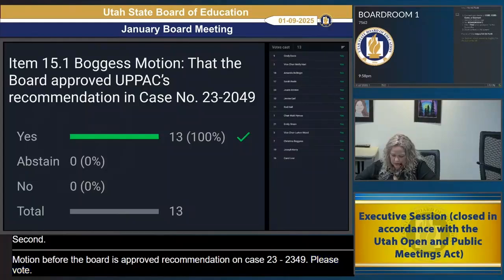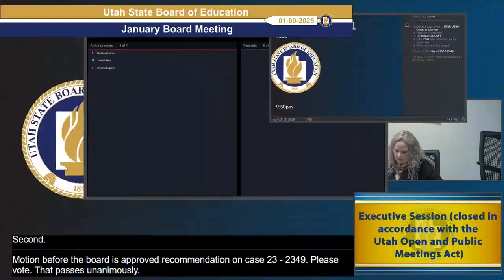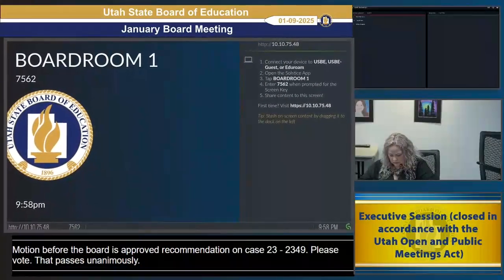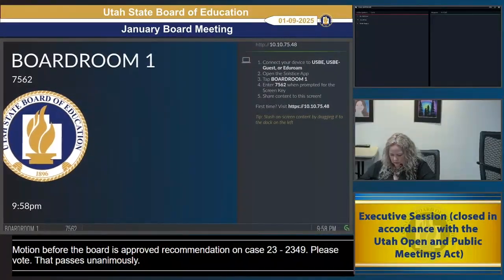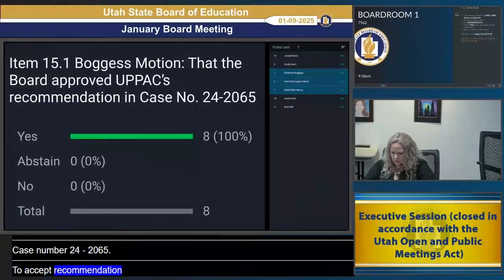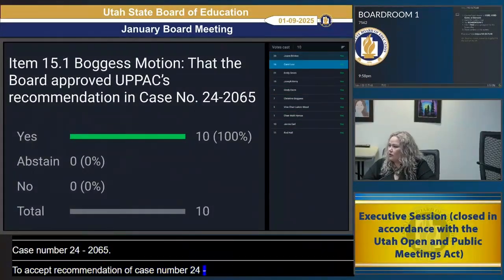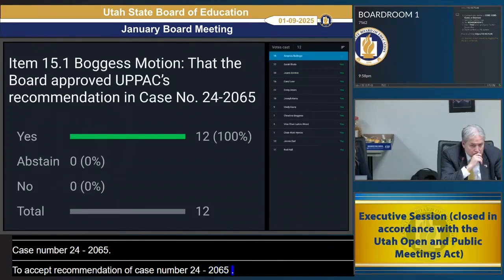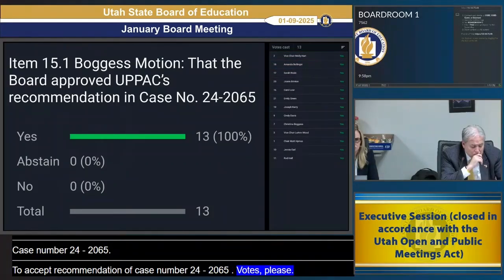Member Bogus. I move that the board approves UPAC's recommendation for case number 24-2065. Second. Motion before the board is to approve UPAC's recommendation of case number 24-2065. Vote, please. Approve, not accept. Okay, that passes unanimously.